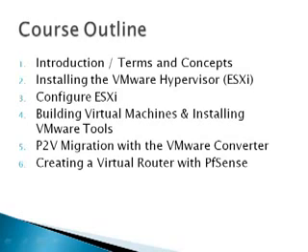Next, in Module 2, we're going to install the VMware Hypervisor. In Module 3, we're going to configure the VMware Hypervisor, also known as ESXi. Module 4 is building virtual machines and installing VMware tools. In Module 5, we do a P2V migration with the VMware Converter. Last, in Module 6, we're going to create a virtual router with pfSense so your ESXi can be a multi-purpose host for virtual machines as well as a router and firewall.